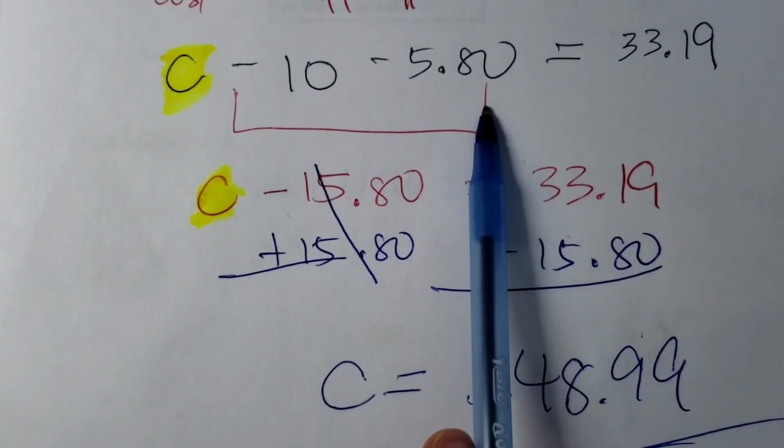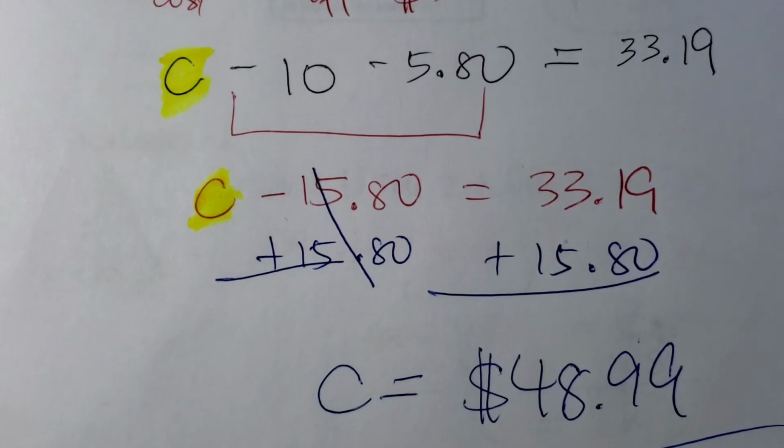Then take away the $10 off. Take away the coupon of $5.80. And you only need to pay $33.19. Of course, that's before taxes. Hopefully this helps.